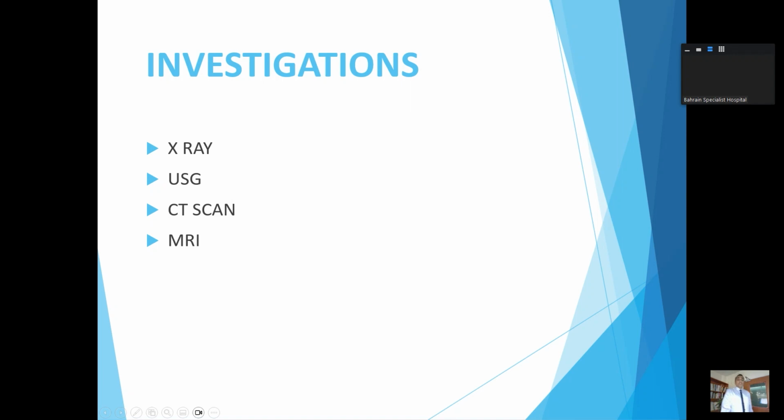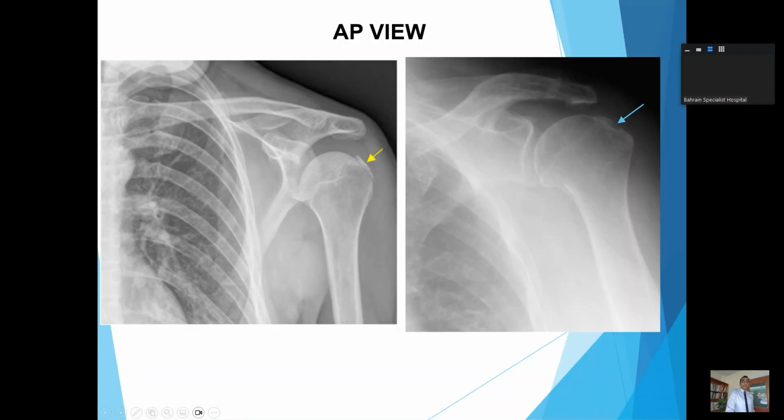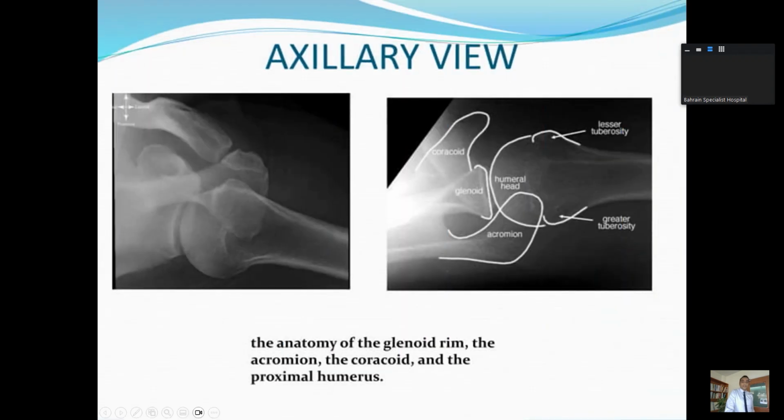Now coming to the investigation, the most common and the first investigation is the X-ray. A careful look at the AP X-rays will reveal some sclerosis or lysis at the level of the greater tuberosity as well as some sclerosis at the acromion. So careful observation is very important in chronic rotator cuff tears. These signs are present only in chronic tears.